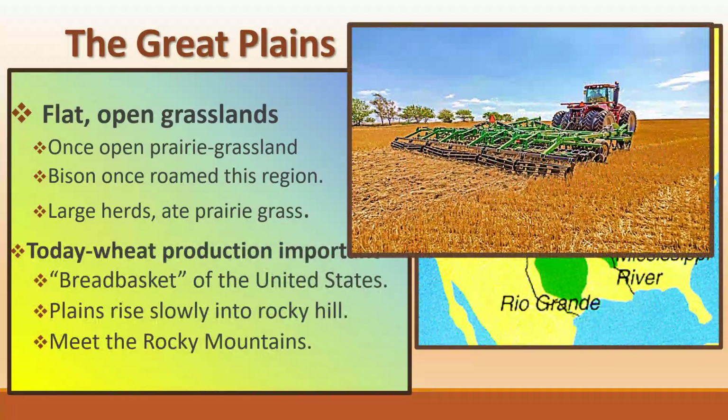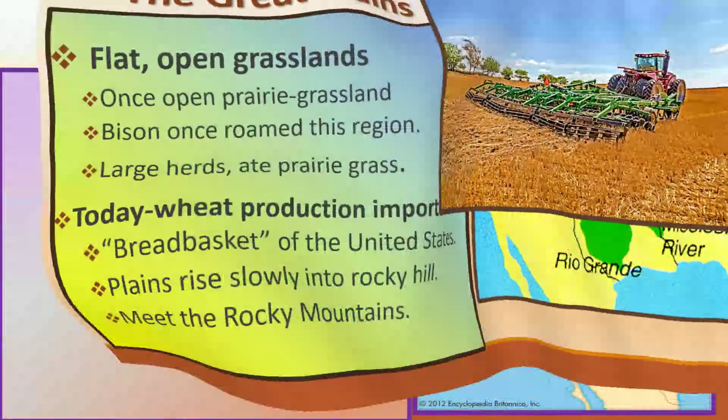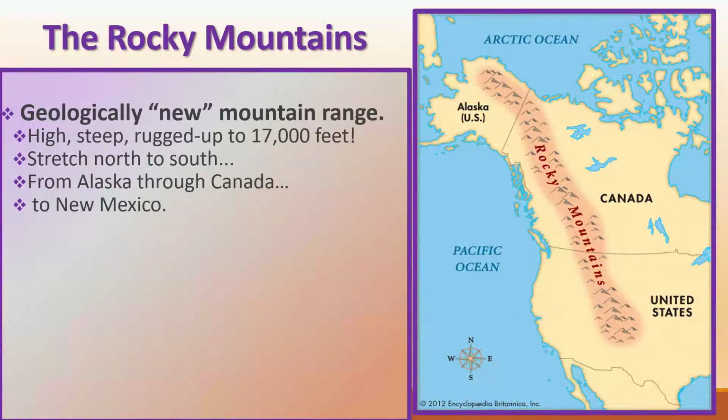Plains rise slowly into rocky hills, and these rocky hills will eventually become the Rocky Mountains. So as you head further west into the Great Plains, the terrain starts to become more rocky. It starts to elevate higher until you actually reach the Rocky Mountains, which is our next region.